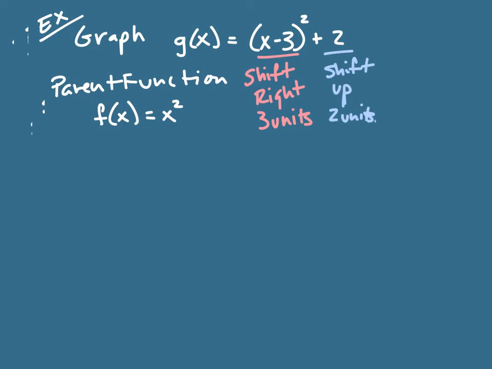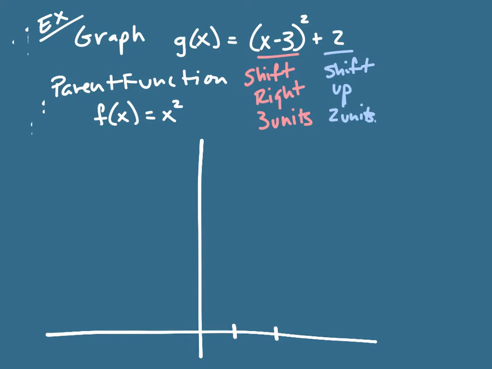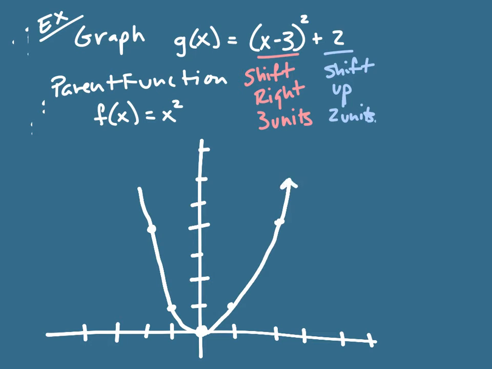Let's graph our parent function real quick. We know we have the points 0, 0, 1, 1, 2, 4, negative 1, negative 1, negative 2, 4. I'm just graphing these. Once I have those graphed, what I need to do is take each of these points, shift it to the right 3 units, and then up 2.